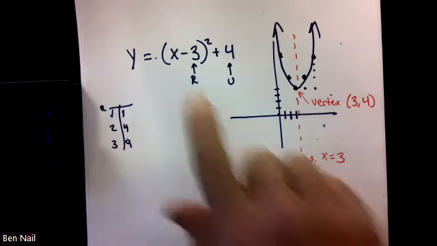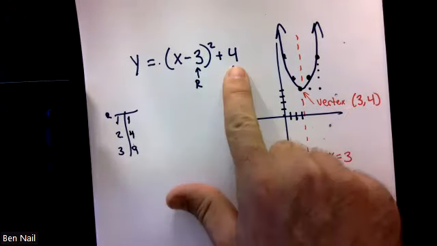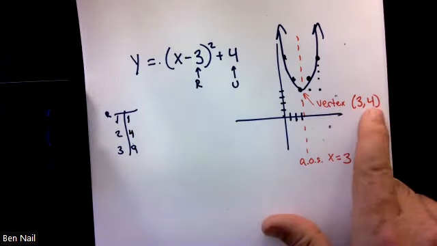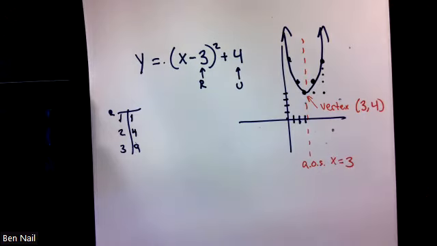So the vertex is 3, 4. So we had -3 here, +3 here, +4 here. That's +4 here. That's your vertex. Axis is always x equals the x of your vertex.